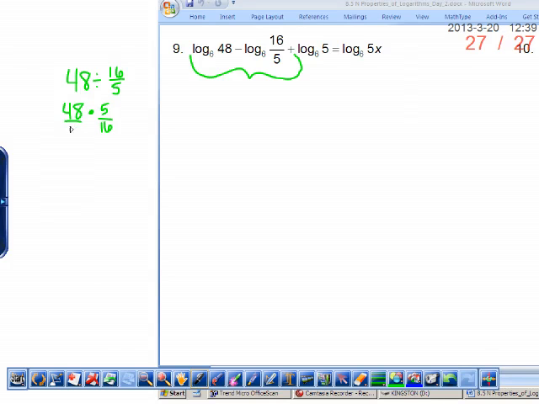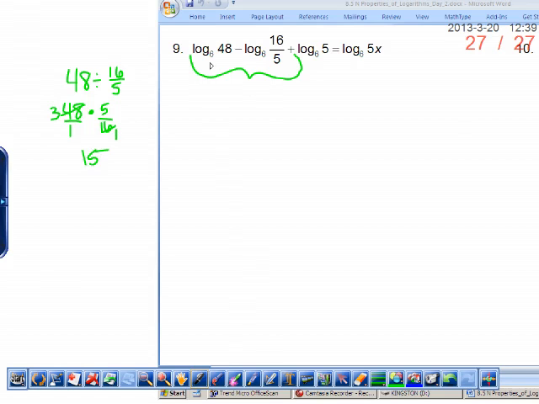So think about putting this 48 over 1. What can 48 over 16 reduce? Yeah, what does that reduce into? Well, 16 goes into 48 3 times. So we have 3 times 5 is 15.